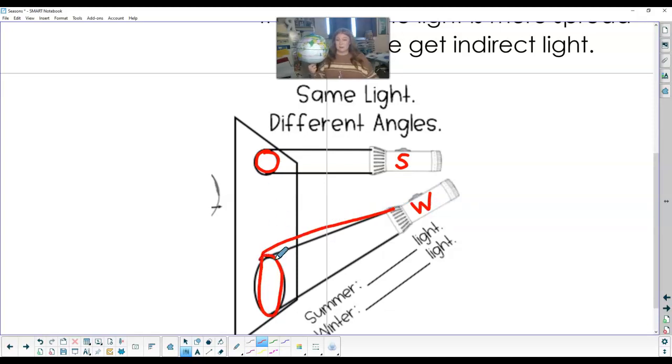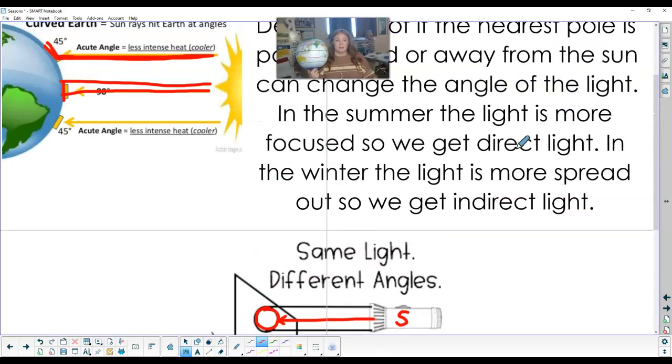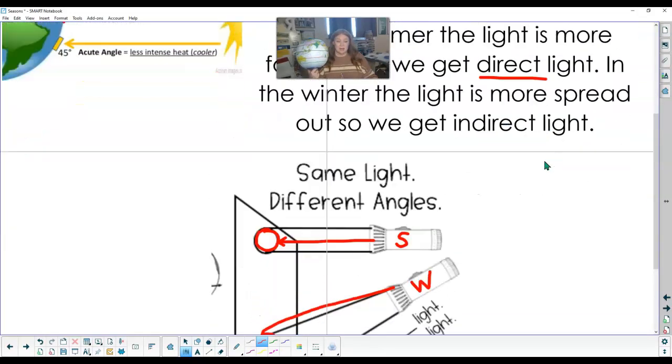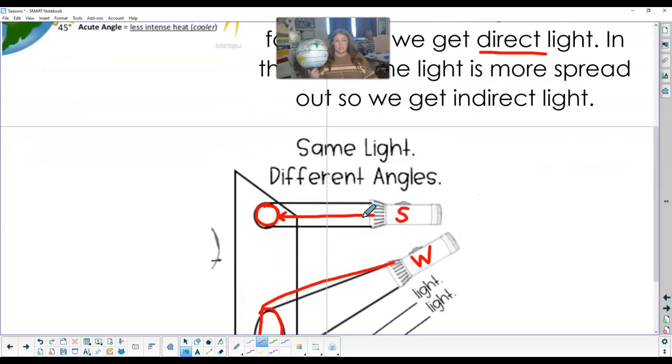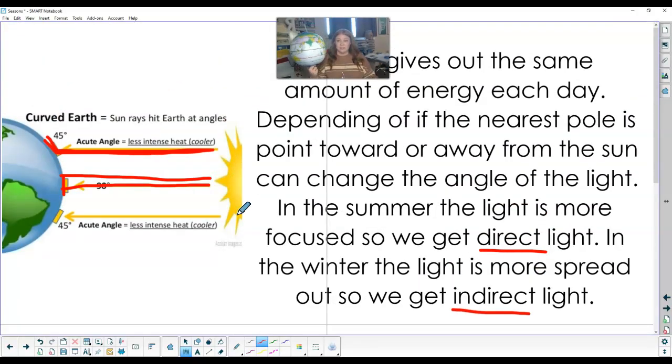So it's getting the same amount of energy, but that one's having to spread out because we're tipped away. So it hits and then it has to spread to cover that area. So in the summer, right, we get that straight on light that we call direct light. And in the winter, it has to spread out, so we get that indirect light. Okay, so go ahead and finish those sections.